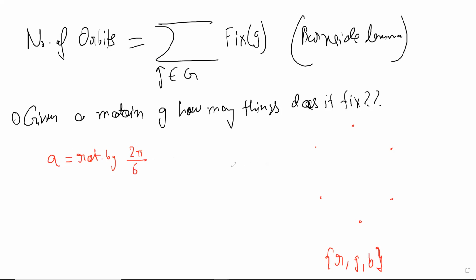Let's take this motion, which is rotation by 2 pi by 6. What configuration can this fix? Let's see. If I have an R here, and I want this motion to fix the configuration that I will form from this, I have not yet formed any configuration. I'm just trying to force the formation.